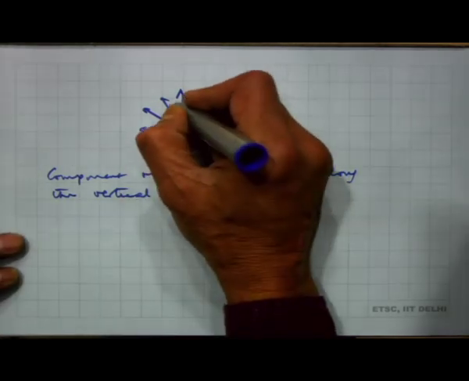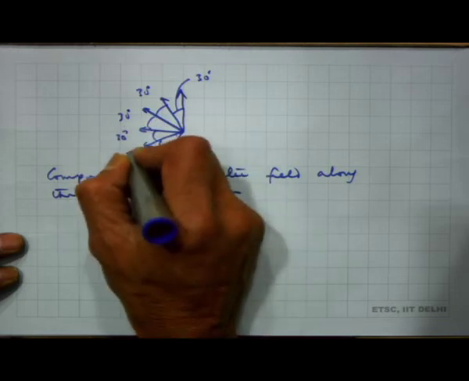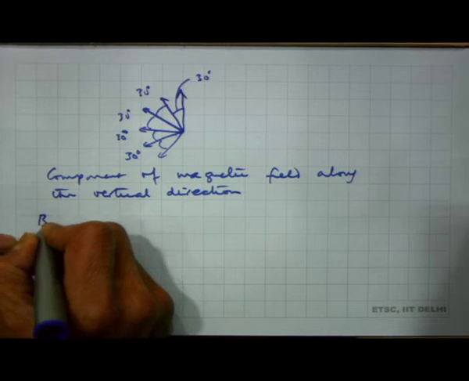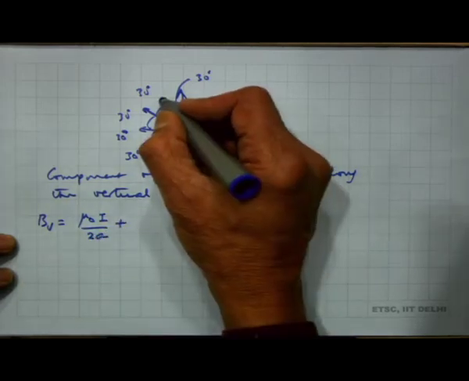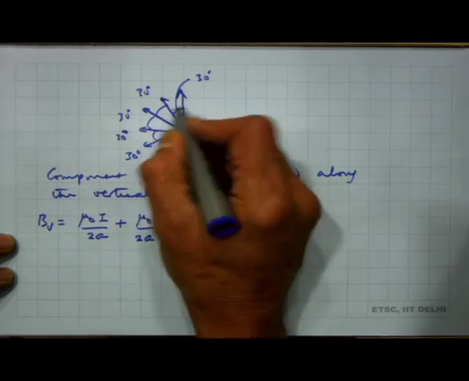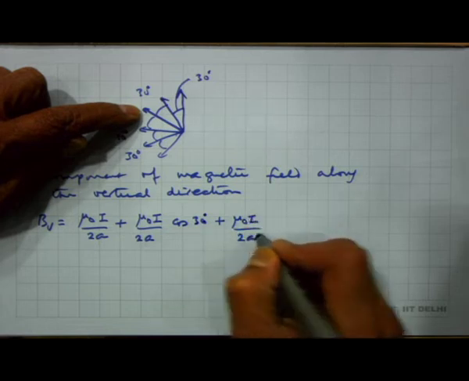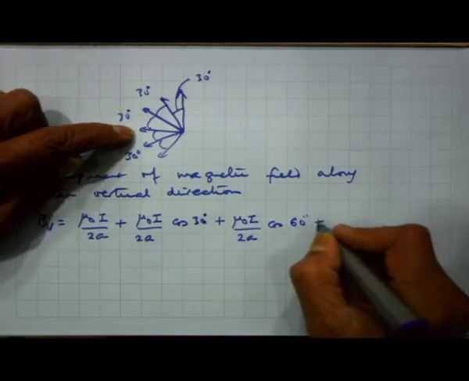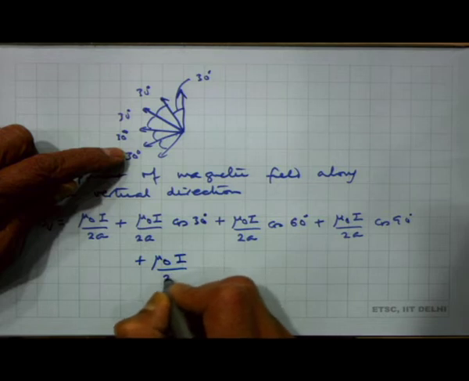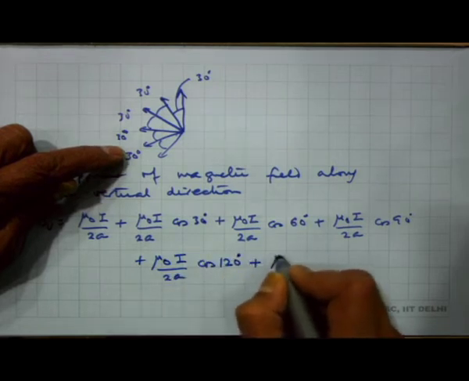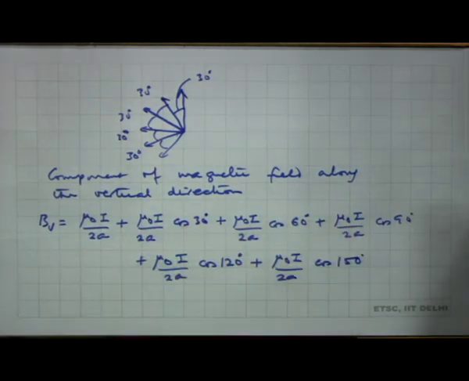So, I need to calculate. This is 30 degrees, this is another 30 degrees, this is 30 degrees, this is 30 degrees, and this is 30 degrees. So, what is the vertical component? B vertical. The first one is mu naught I by 2a, plus the second one, the magnitude of this vector is mu naught I by 2a, its vertical component is cos 30. The next one, the magnitude is mu naught I by 2a, the component is cos 60 degrees. The fourth one, mu naught I by 2a cos 90 degrees, plus mu naught I by 2a cos 120 degrees, plus mu naught I by 2a cos 150 degrees. 1, 2, 3, 4, 5, 6. 6 coils produce different magnetic fields.